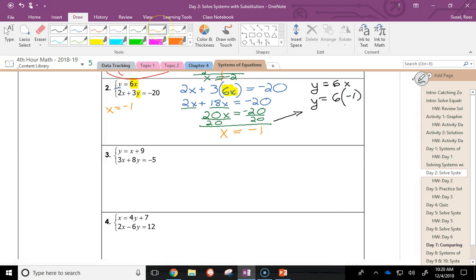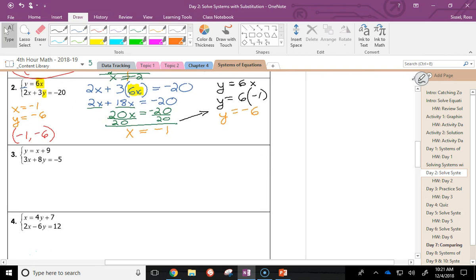So I'm going to solve that. Y equals, and 6 times negative 1 is negative 6. My answer, negative 1, negative 6.